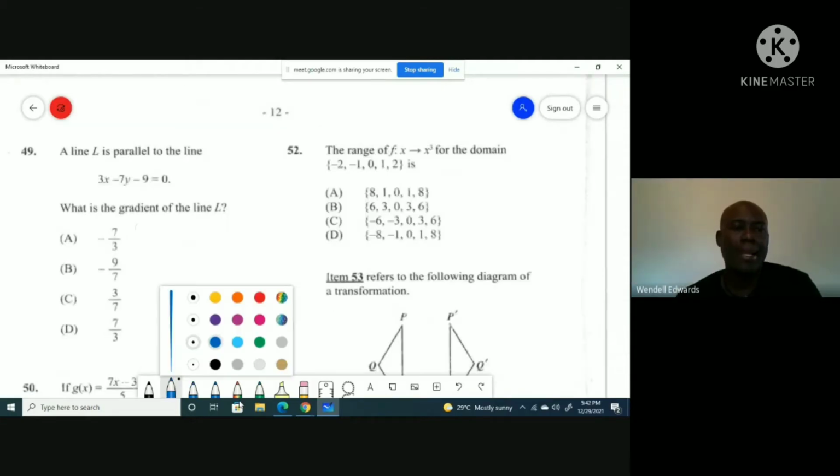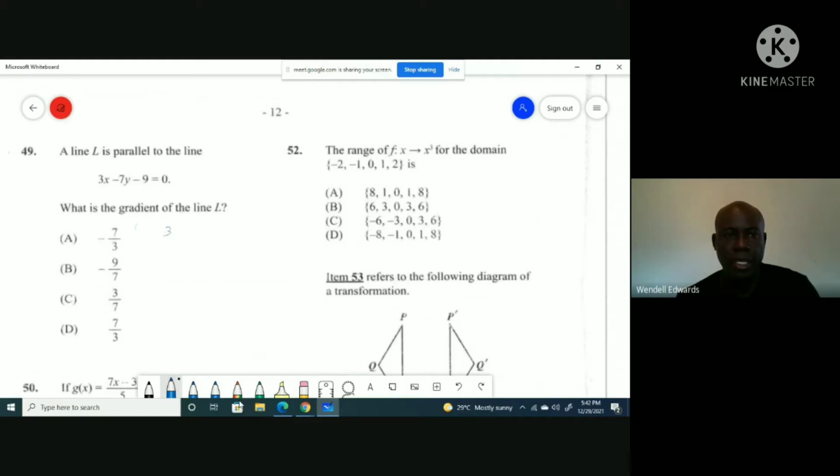A line L is parallel to the line 3x minus 7y minus 9 equals 0. What is the gradient of the line L? When lines are parallel, their gradients will be the same. Definitely what we want to do with this is to transpose. So we have 3x minus 7y minus 9 equals 0.